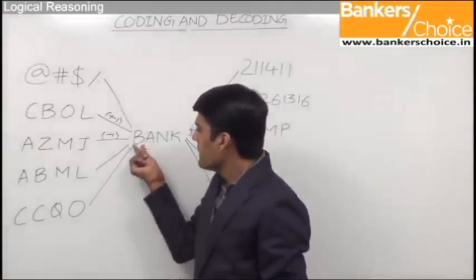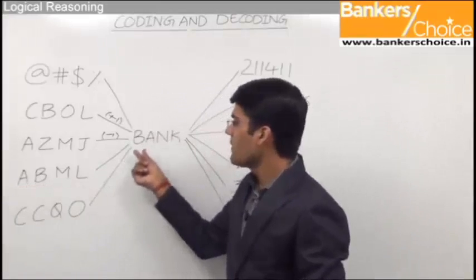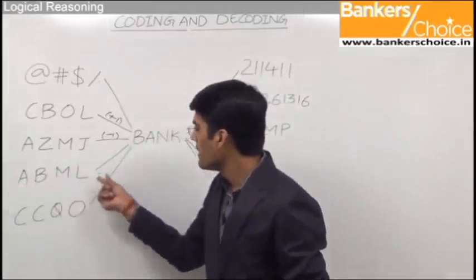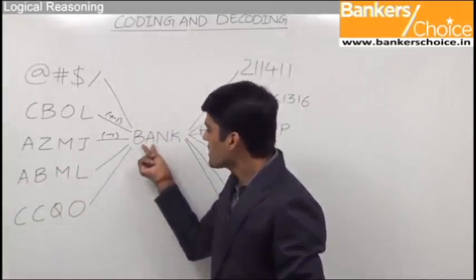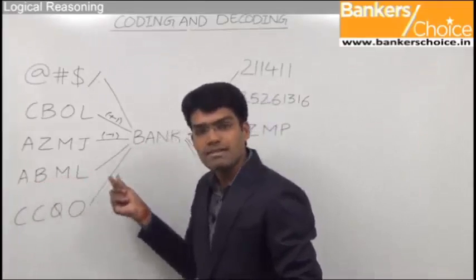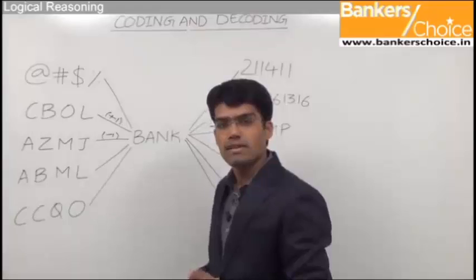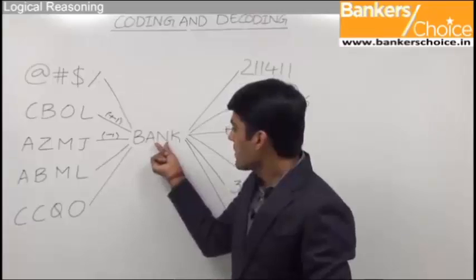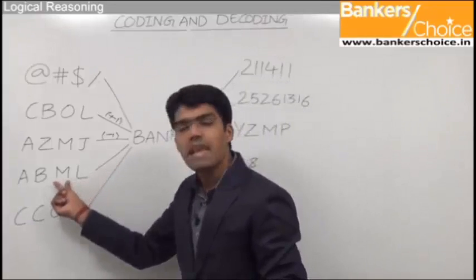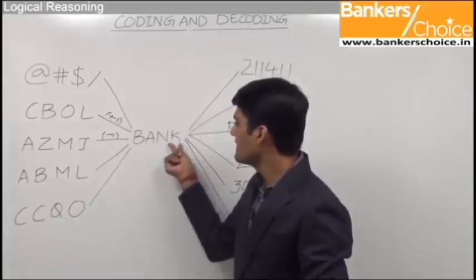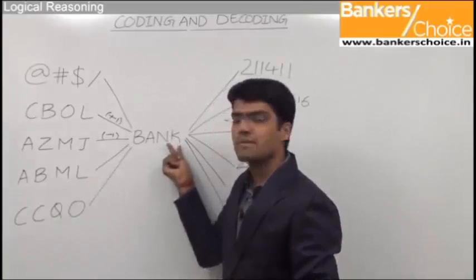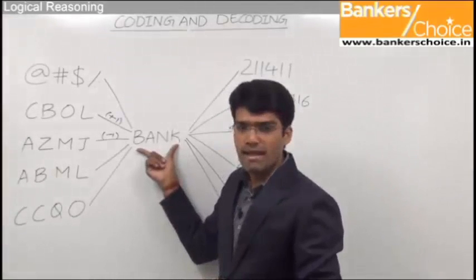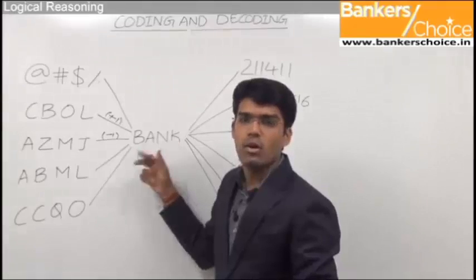If you observe, B is taken as A. That means it is shifted by one position in the backward direction. The letter which comes before B is A. If you go to the second position, the letter which comes after A is B. That means the second letter has been shifted in the forward direction. Again, the third letter N has been shifted in the backward direction because the letter which comes before N is M. And moving on to the fourth letter, K has been taken as L. That means it has been shifted in the forward direction. So we can understand that the letters of the word bank have been shifted here, but in alternate ways.